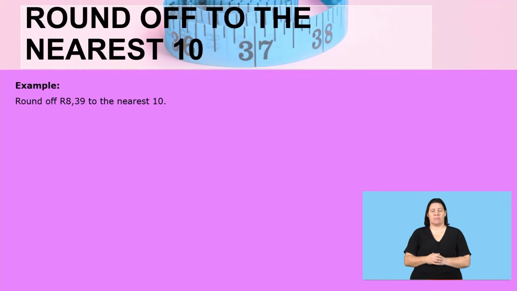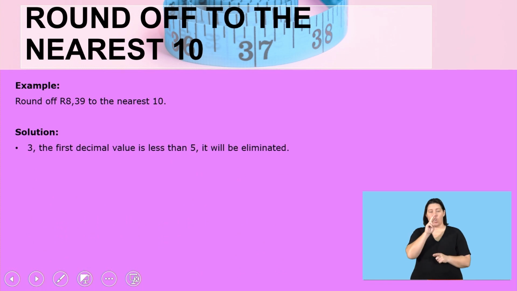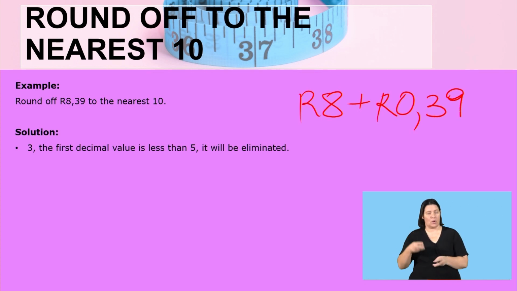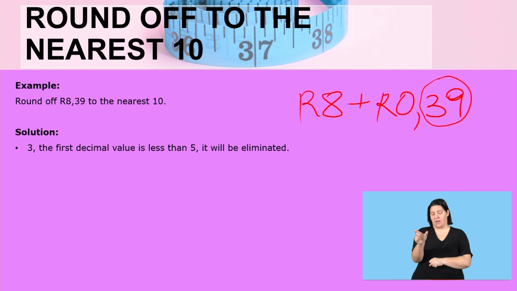Because we have 8 Rand 39, to round it off we are going to look at the place values. We are having 8 Rand. And if you have 8 Rand 39, it's like you have 8 Rand plus 39 cents. I hope you know that the other way of writing 39 cents is to write 0.39. So if you have 8 Rand plus 39 cents and we have to round it off to the nearest 10, we are rounding off by looking at the whole decimal. So when we look at the whole decimal, we have 39 cents.